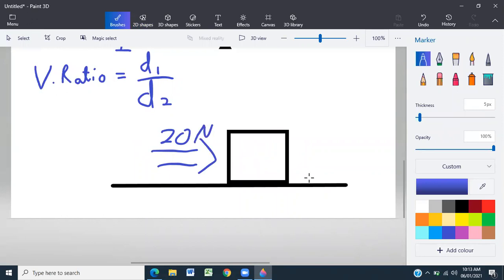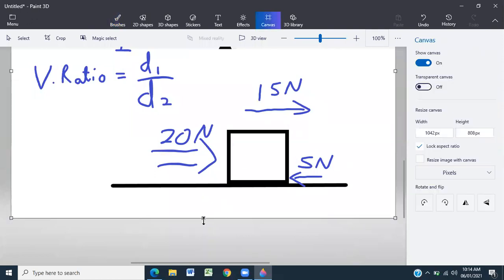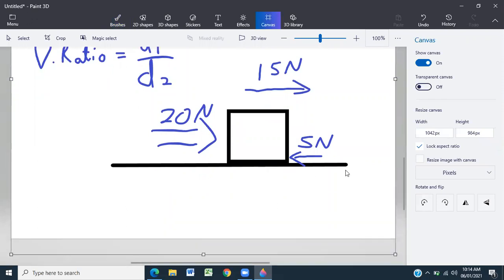But because of friction, the friction quantified based on the coefficient of friction is 5 newtons. So when these forces resolve themselves, we find that the box is essentially moving as if it was being pushed with 15 newtons of force, right? Because this 5 newtons from friction opposes this 20 newtons. So the outcome is a 15 newton force moving this box.